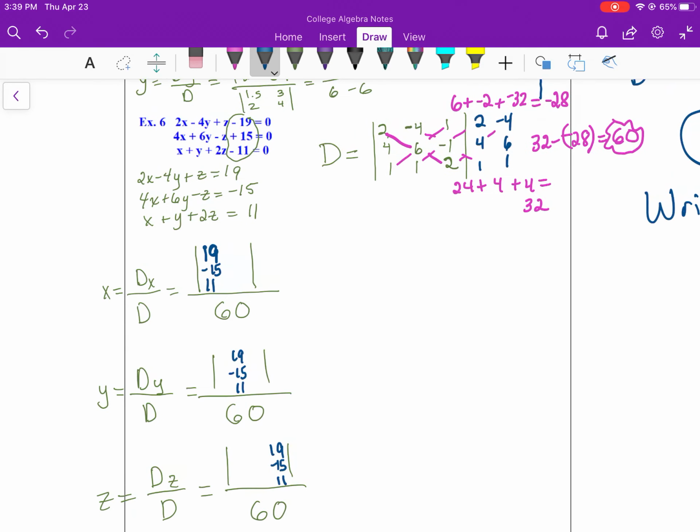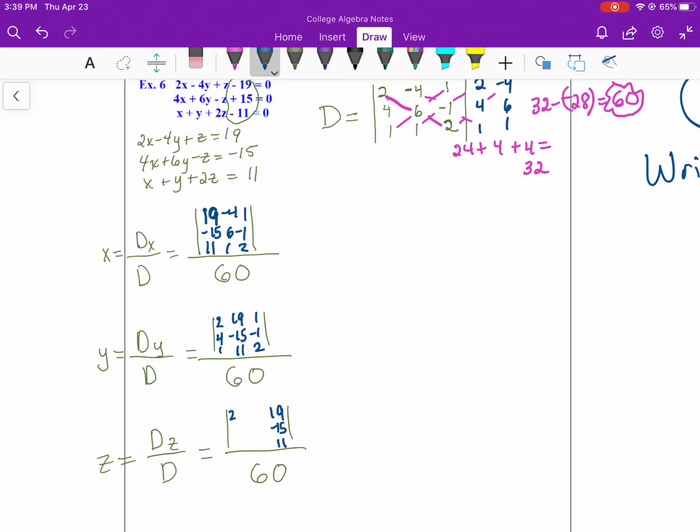So for this next one, it's negative 4 and 1, 6 and negative 1, 1 and 2. For the second one, it's going to be a 2, 4, and a 1, a negative 1, and a 2. And for this last one, it's going to be 2, 4, and 1, negative 4, 6, and 1. Okay, I'm going to glance at my key real quick and make sure I don't have any sign mistakes before I get started. Okay, so I'm going to go ahead and take each one and expand it.